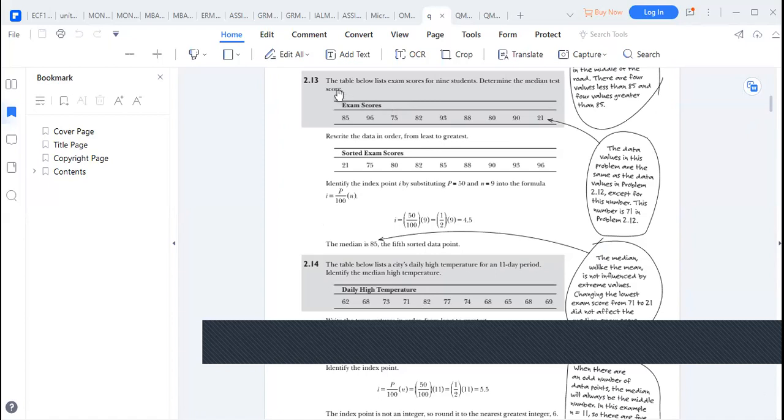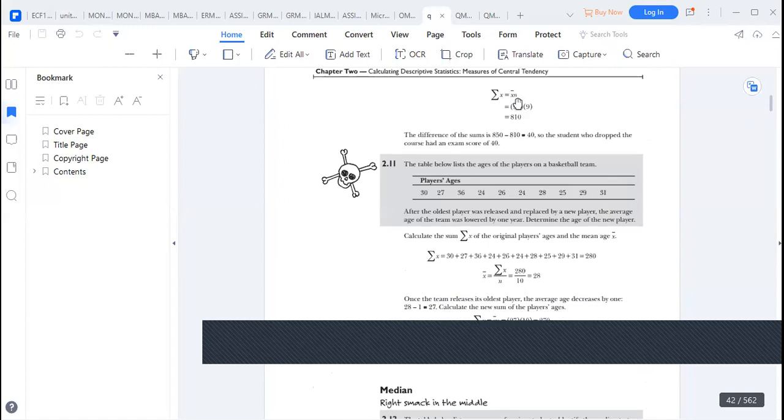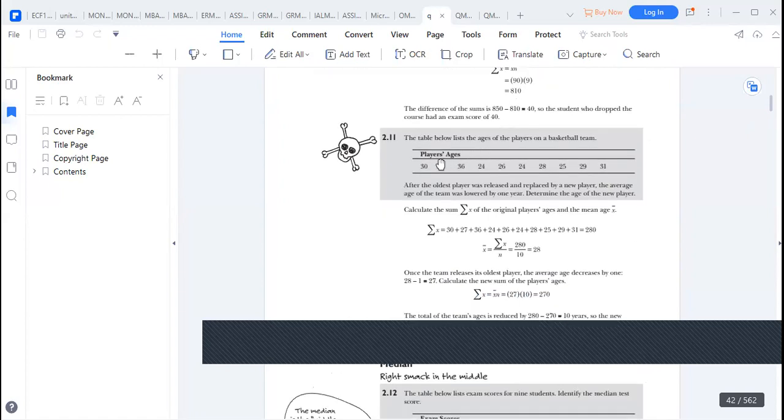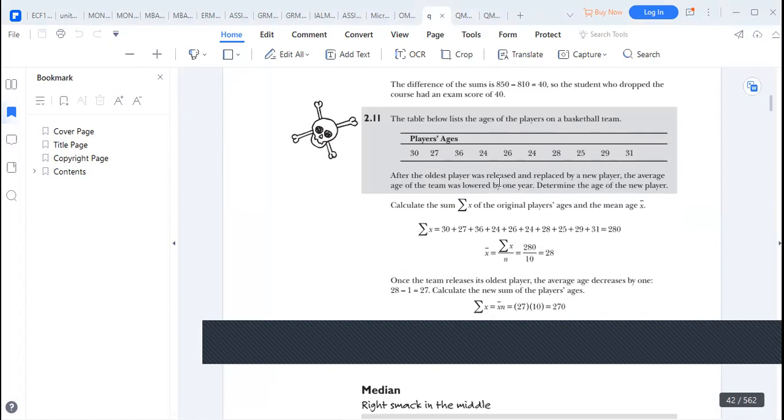For instance, you're given a table that has the following samples. We have the ages of players from 30 to 31. So in this context, we don't need to rearrange them. All we need is to understand that the mean is the average: you add from 30 to 31, and our total is 280. Then we divide by the number of observations. So we have 1, 2, 3, 4, 5, 6 up to 10. So we divide by 10. So 280 divided by 10, which gives us 28.